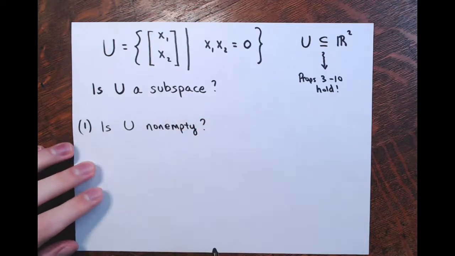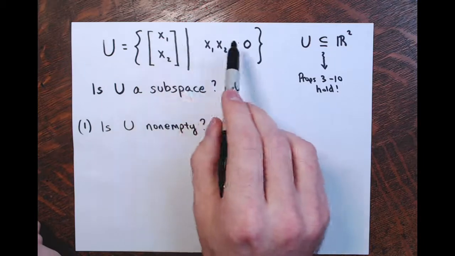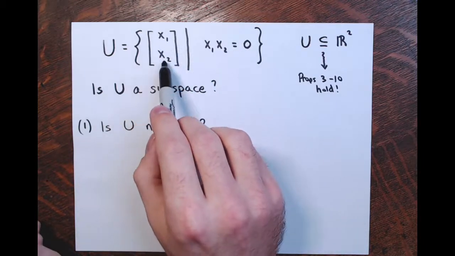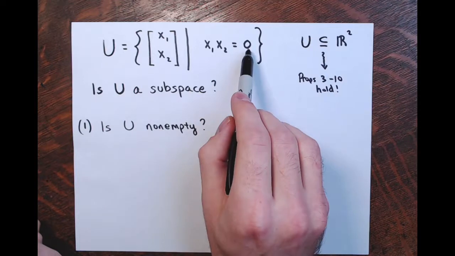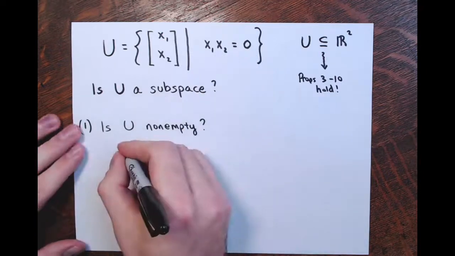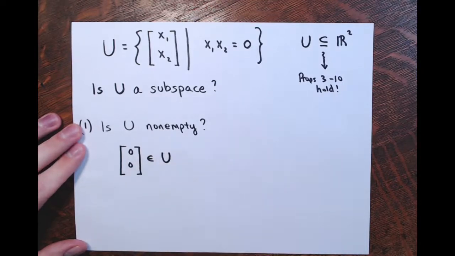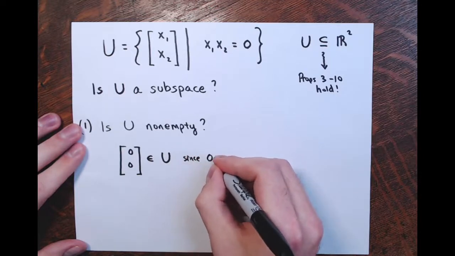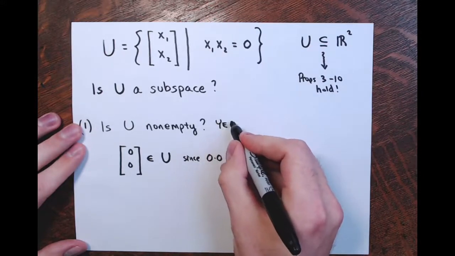Most notably, like they have in the book, in the ZyBooks, we'll check for the zero vector. Is the zero vector in this set called U? Let's look at the condition here. Every vector in this set satisfies this condition: the product of their two components is 0. Remember what that means: either the first component or the second component or both are 0. So 0, 0 does belong here. The zero vector is in U, since the product of its components is 0. It satisfies the condition, so that's good. It's not empty, it's got some vectors in it.